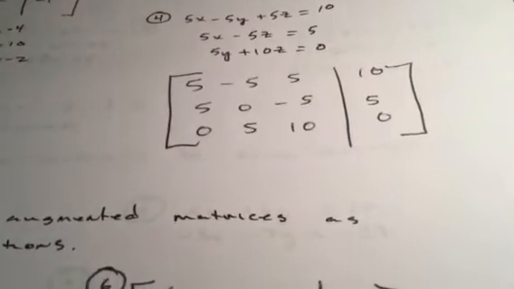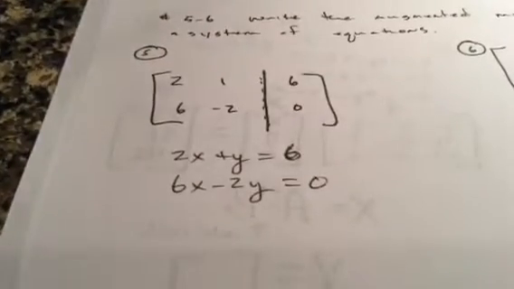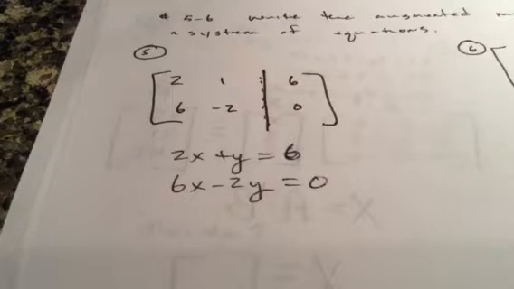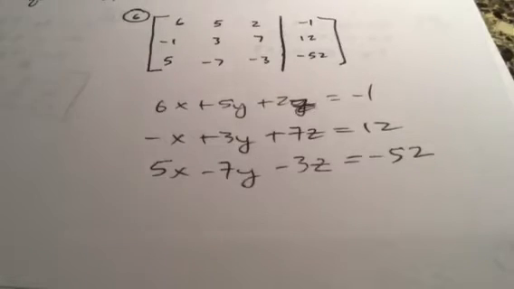There's number 4 with a few zeros. Now, given the augmented matrix, write the system. You have x, y, and a number. 2x plus y is 6. 6x minus 2y is 0. You have 3 equations there. Again, -1 equals the -x there, and so forth.